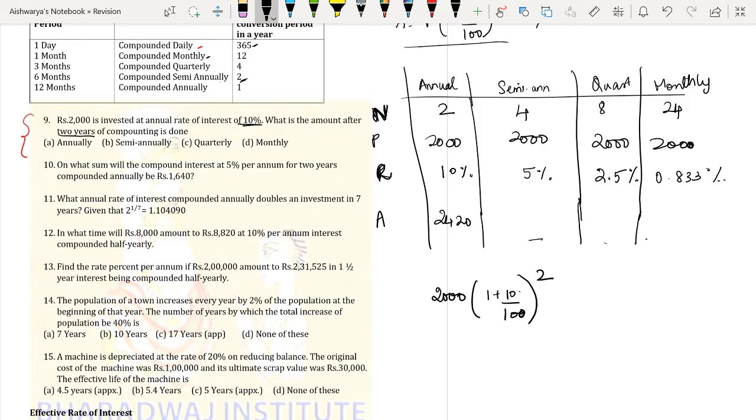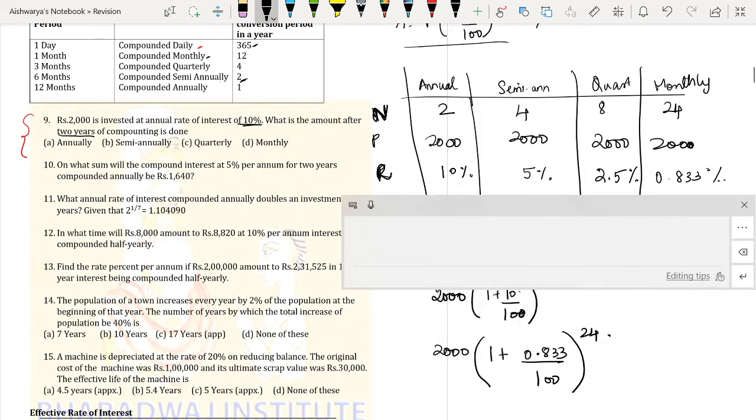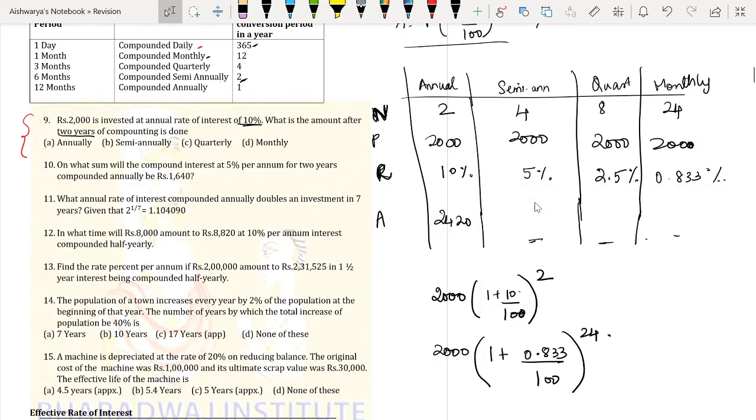Now the same thing we will have to do for this and this. So I'll show you monthly. You fill up quarterly and semi-annually. Because monthly, it is 1 plus 0.833 divided by 100, the whole part 24. Okay, I'll show you how to do this whole part 24. All you're going to do is 0.833 divided by 100.